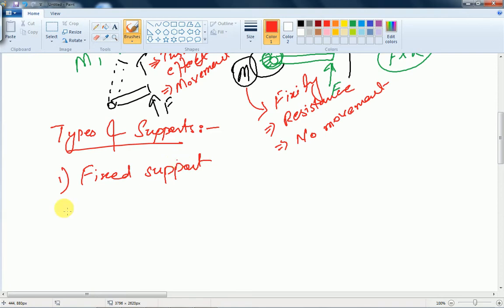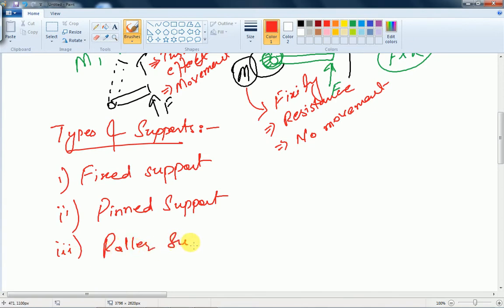Fixed support, second one is pinned support, third one is roller support. We are going to discuss only these three supports. Later in our bending moment chapter, we will discuss in detail some more kinds of supports, inshallah.